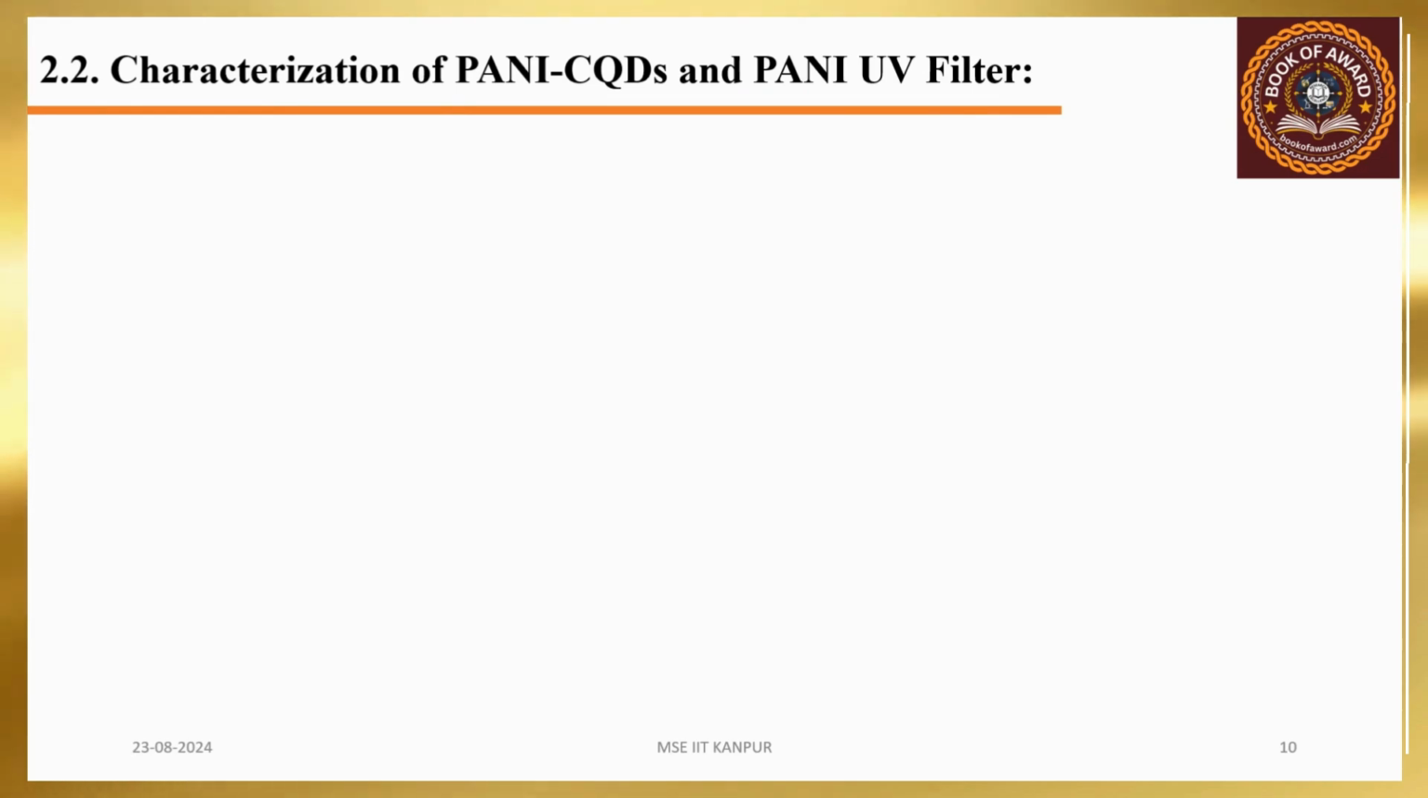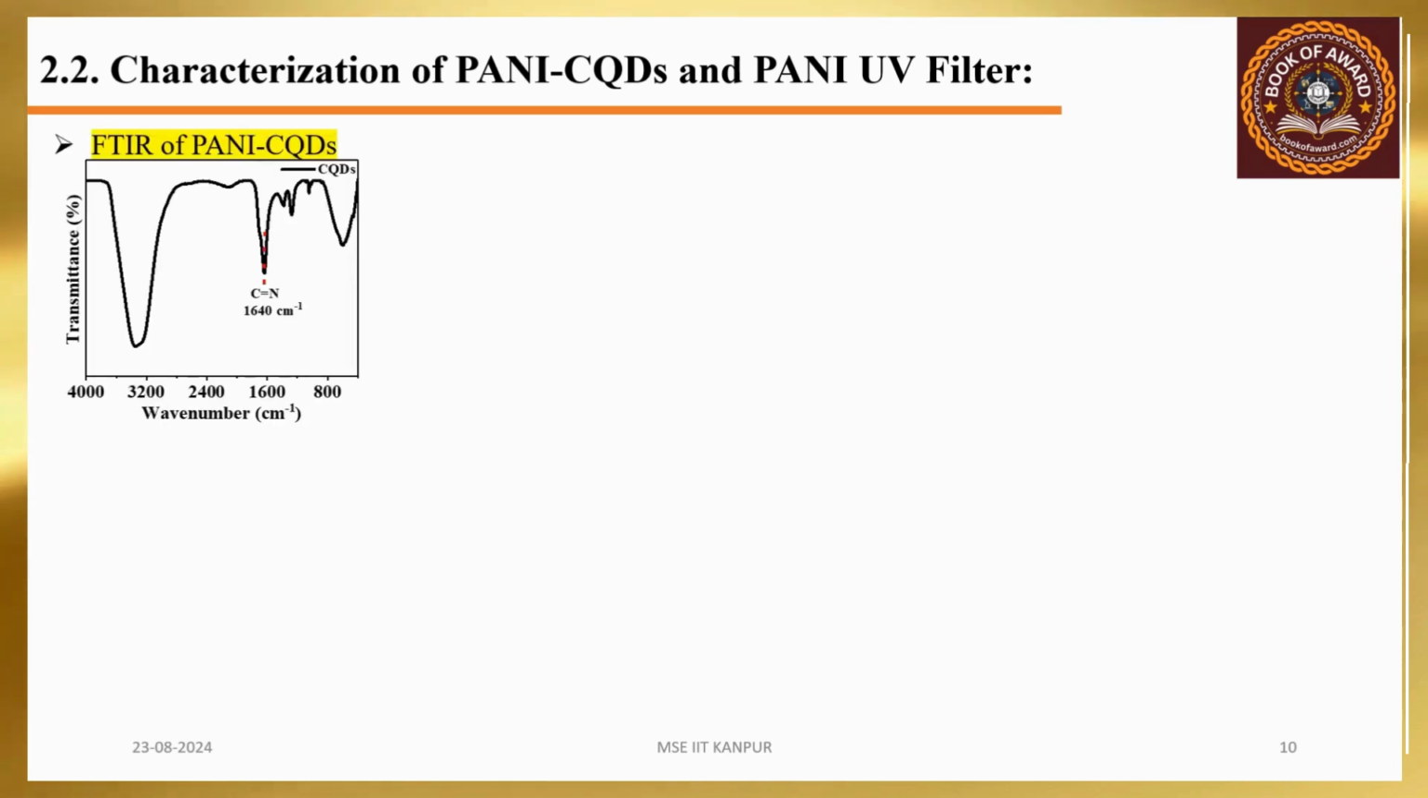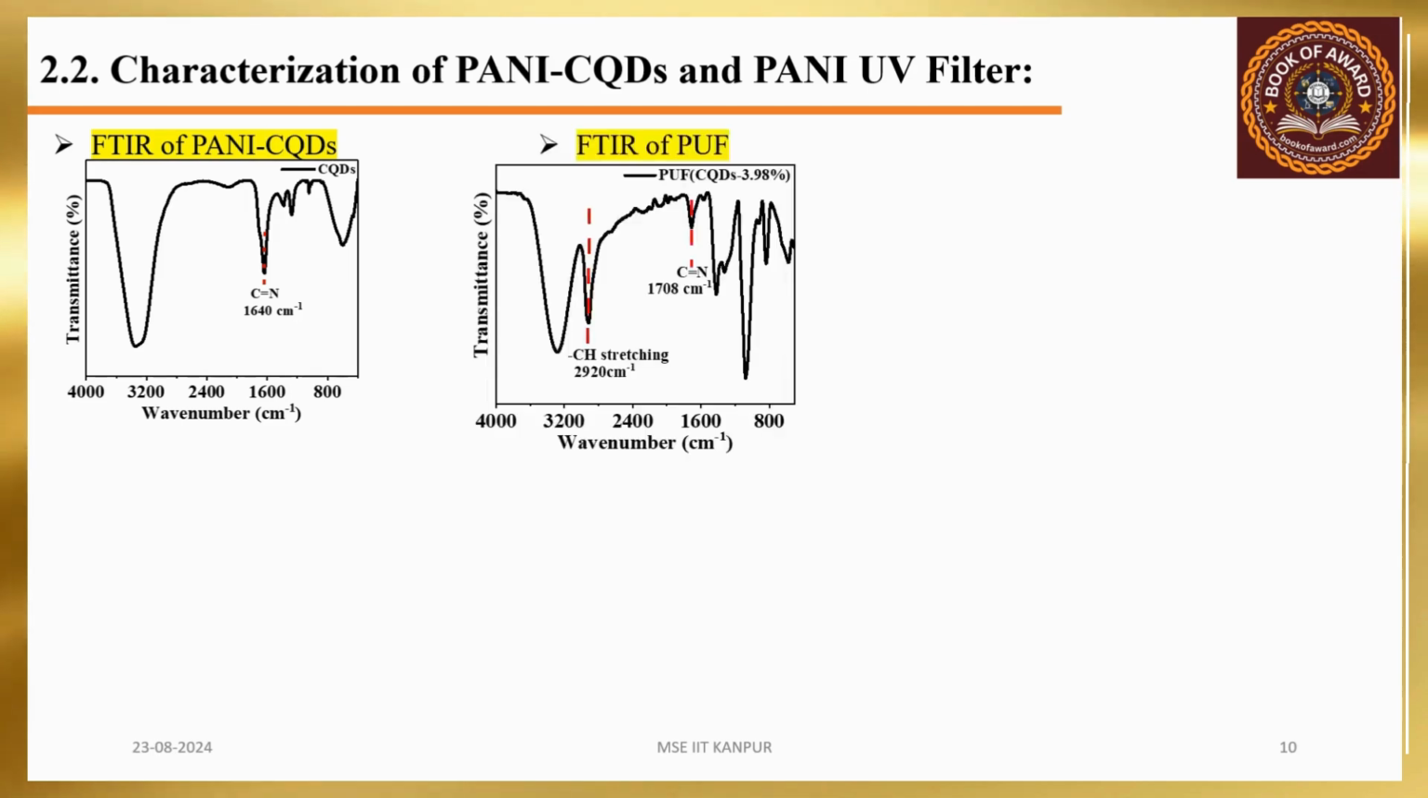To identify the functional groups of Pani carbon quantum dots, FTIR spectroscopy of Pani carbon quantum dots was done. The peak obtained at 1640 per centimeter confirms the quinoid ring present in Pani carbon quantum dots, which is obtained after polymerization of aniline during hydrothermal reaction. This aniline derivative comes from washed materials after filtration of polyaniline.